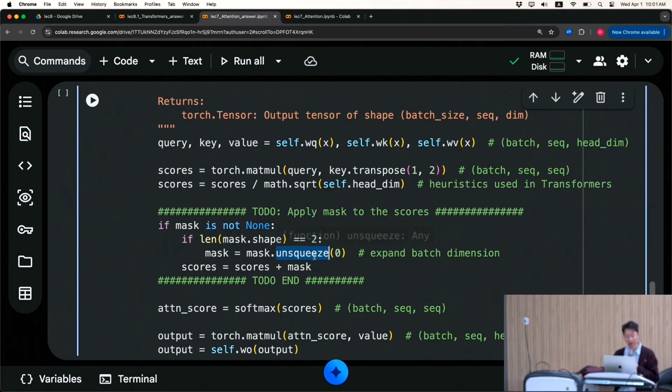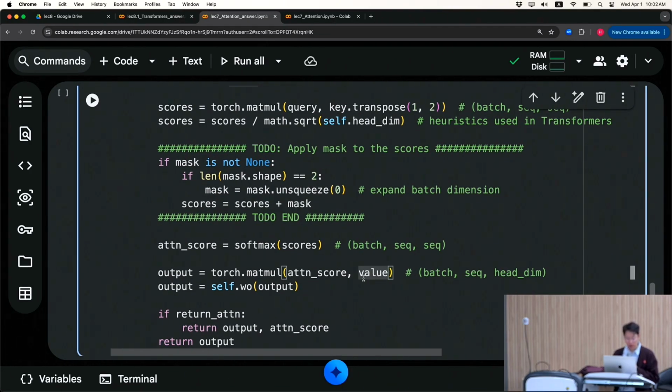So if the mask shape is of size 2, then we need to expand one dimension so we can add it for all the batch elements. In Python syntax or NumPy syntax, it does what's called broadcasting. So based on context, it automatically applies this mask for all dimensions. But in order for that to work, you need to expand the dimension for the batch.